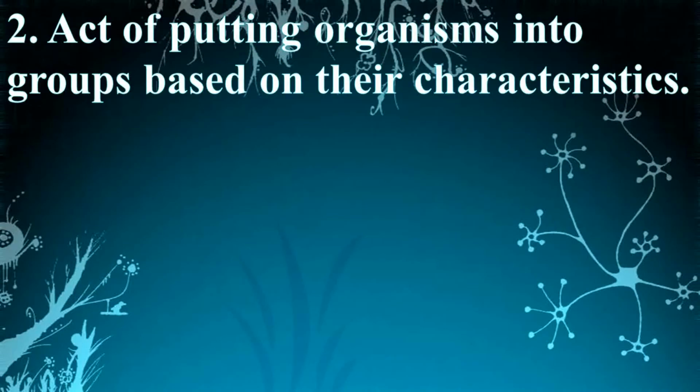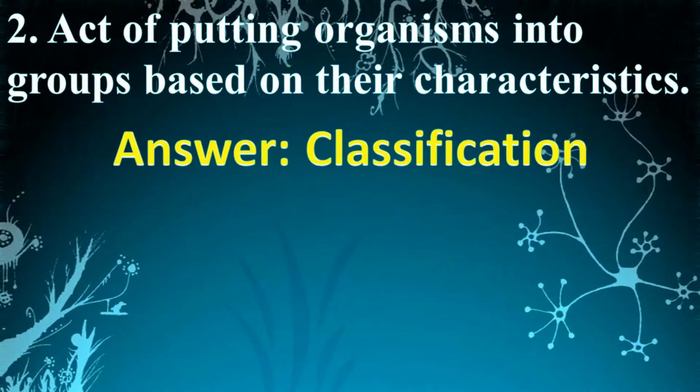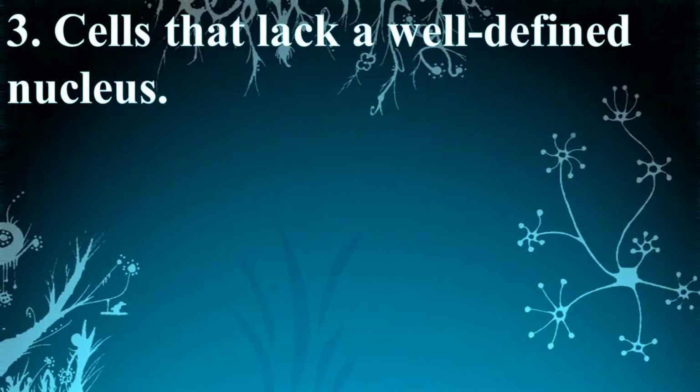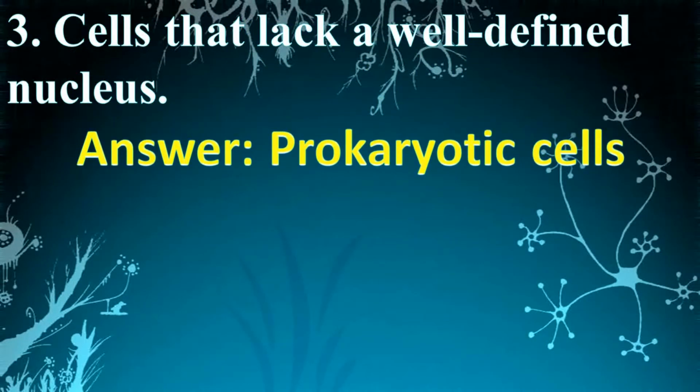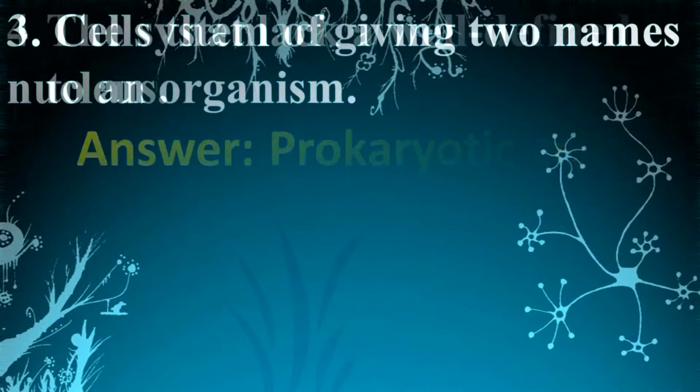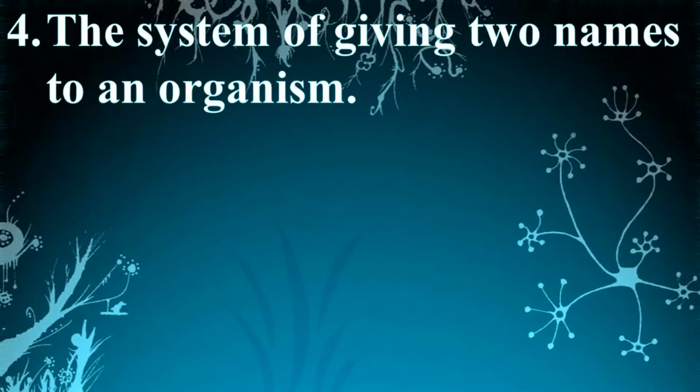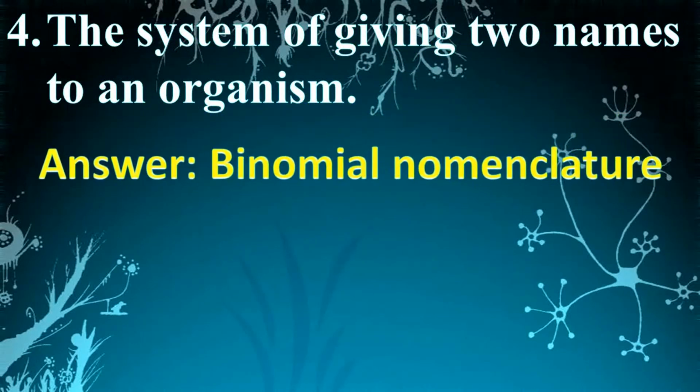Act of putting organisms into groups based on their characteristics. Answer is classification. Next question. Cells that lack a well-defined nucleus. Answer is prokaryotic cells. Next question. The system of giving two names to an organism. Answer is binomial nomenclature. Next question.